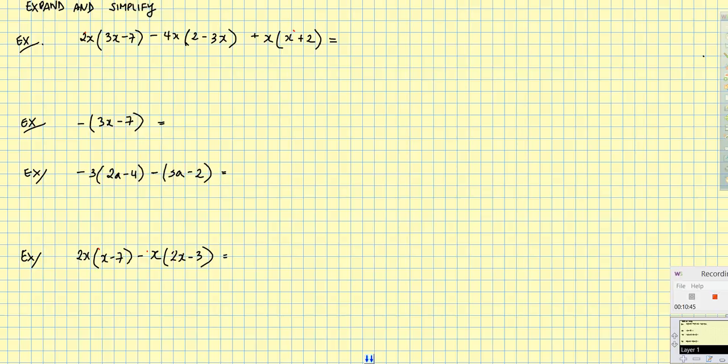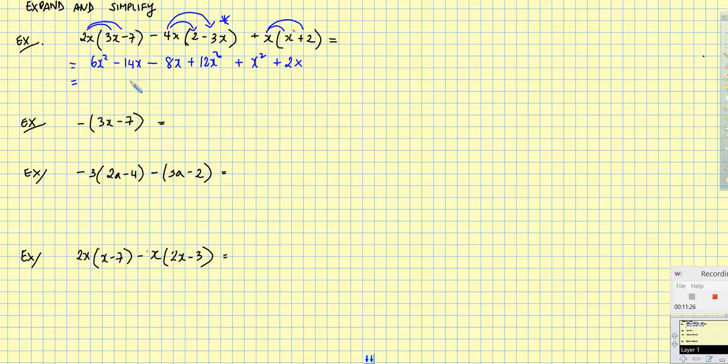So we're going to very quickly do 2x times 3x is 6x squared. 2x minus 7 will give me negative 14x. And that'll be minus, now it's minus 4x times 2, which is negative 8x. And then negative 4x times negative 3x gives me positive 12x squared. Okay, so that's something that you need to be careful about. And then it's plus x times x is x squared, and x times 2 is 2x.